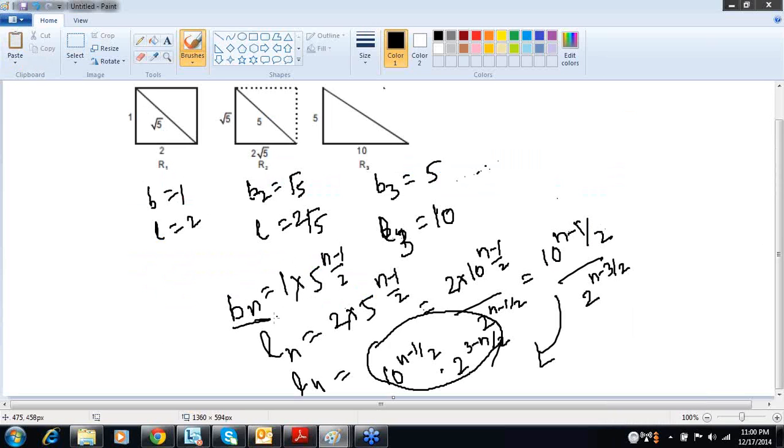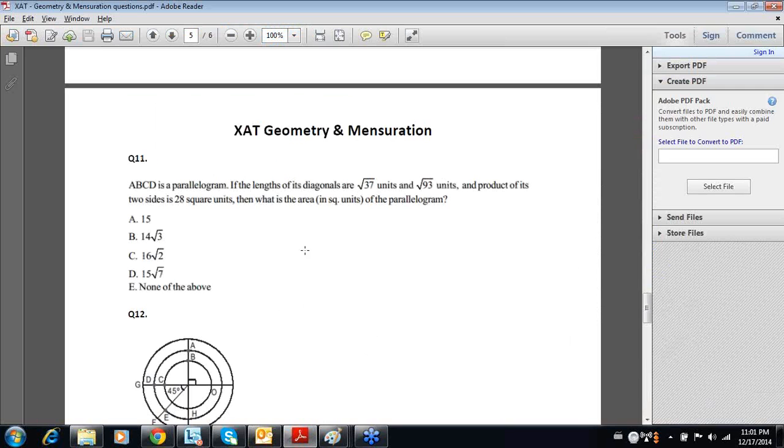just see, no. You found out ln is 2 into 5 to the power (n minus 1) by 2. How did we get this value? 2 into 5 to the power (n minus 1) by 2. Now just reshuffle that to match with what we have in the options. So that reshuffling, hope you have got it right now.